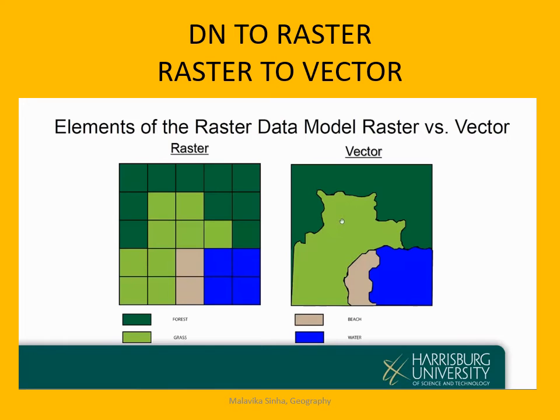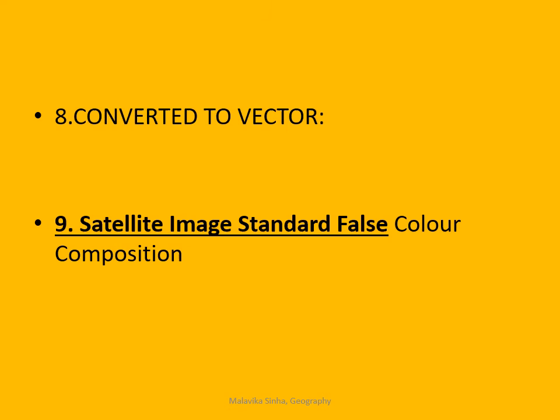We get the information about the Earth's surface through the satellite in the form of a raster dataset. After decoding the raster dataset, we can get the vector dataset. And after getting the vector dataset, we can convert it to the standard false color composition, and the satellite image. After converting the pixel data to lines, points, and polygons, the last and final stage is to create the image with the standard false color composition.